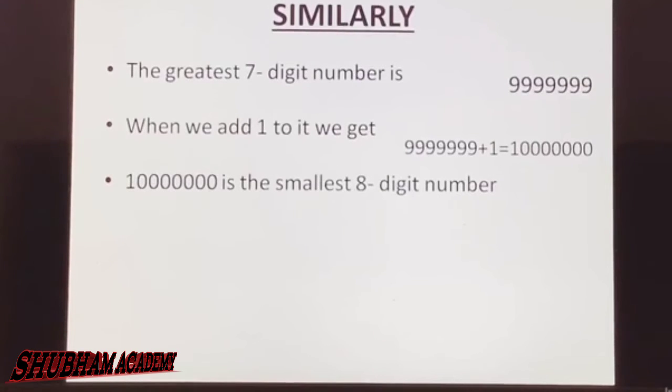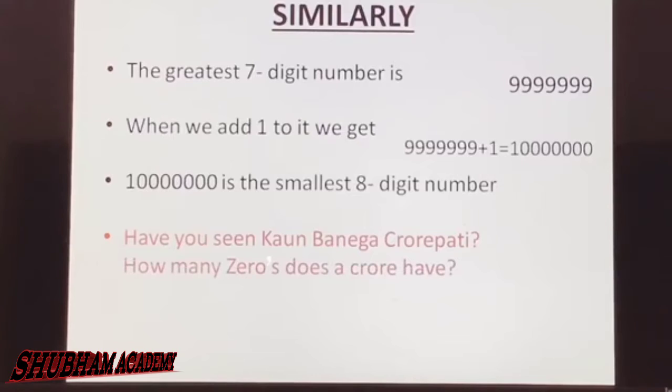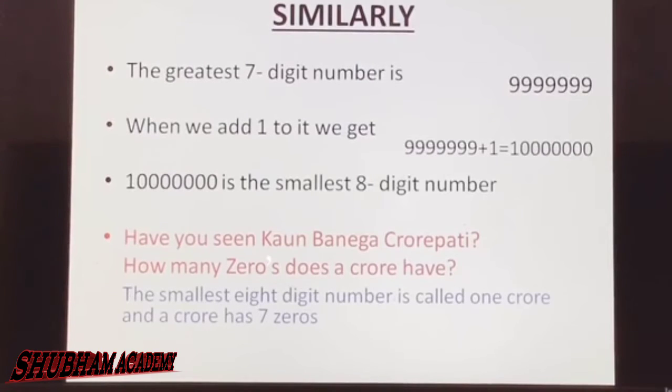Now tell me students, how many of you have seen Kaun Banega Crorepati? Do you know how many zeros are there in a crore? Well, the smallest 8-digit number is called 1 crore and a crore has 7 zeros.